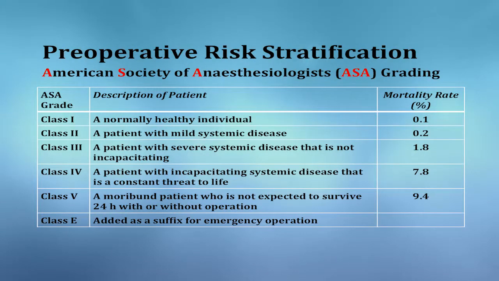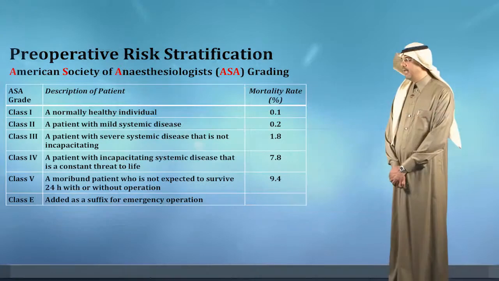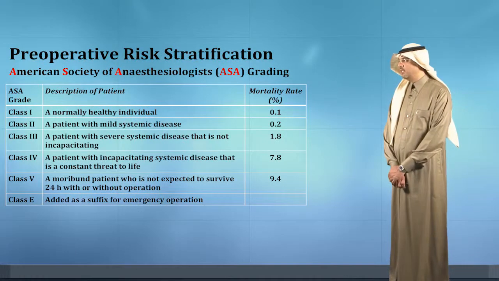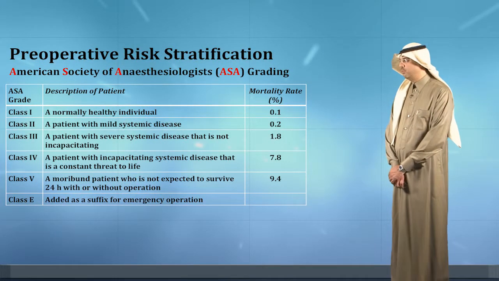The American Society of Anesthesiologists has graded patients into major classes according to an increasing risk of mortality. Class 1 is a normal healthy individual. Class 2 is a patient with mild systemic disease. Class 3 is a patient with a severe systemic disease. Class 4 is a patient with incapacitating systemic disease. And Class 5 is a moribund patient who is not expected to survive more than 24 hours. And E is a suffix for any kind of emergency procedure.